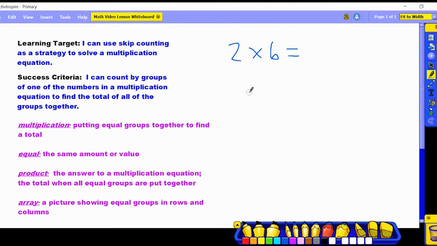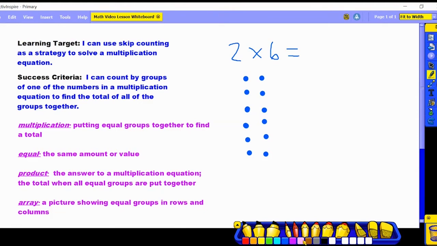Okay, hopefully you got a chance to try on your own counting by twos to figure out 2 times 6. I'm going to draw an array as I count by twos to solve this one. So here's one row of 2. So I'll say 2, 4, 6, 8, 10. There's 5 twos. 12 would be 6 twos.